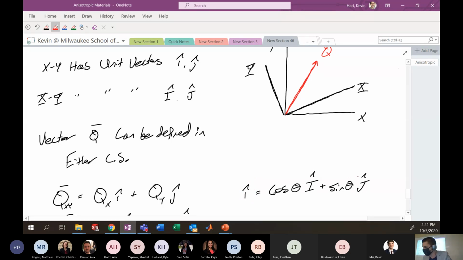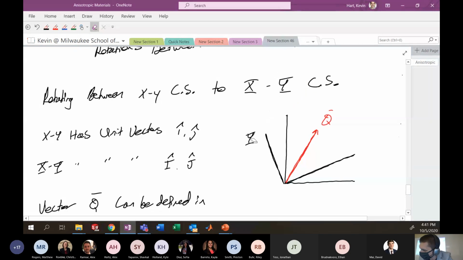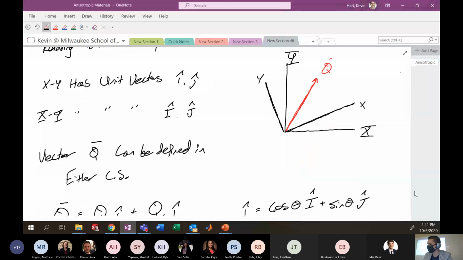Oh, this is backwards. Sorry about this. I wanted to do this for simplicity, sorry. Not much changed yet, just making this my more standard cap X, cap Y. Sorry about that. I want to be consistent with the notes.